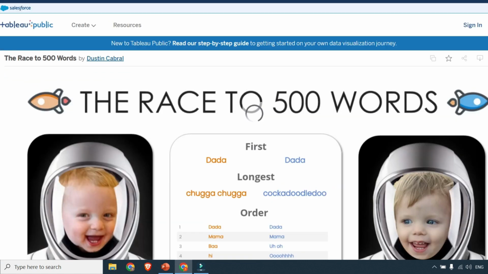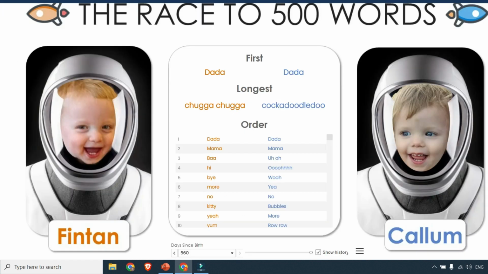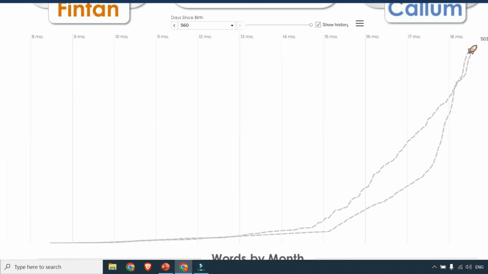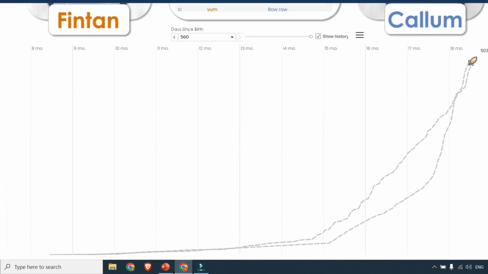Let's look at this one, the race to 500 words. It looks like he's comparing his two kids on how quickly they spoke, which is cool. That's an example of original data. He's done a nice visualization. He's even put a rocket at the end there, which is a nice touch.